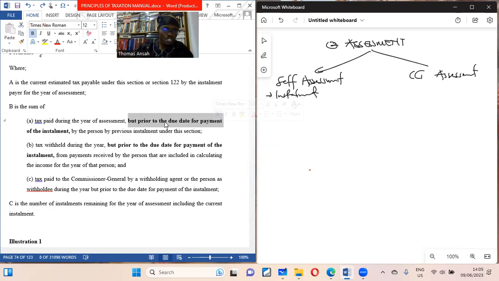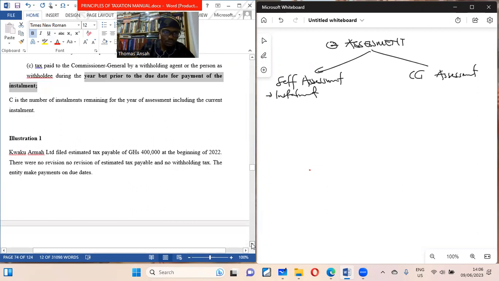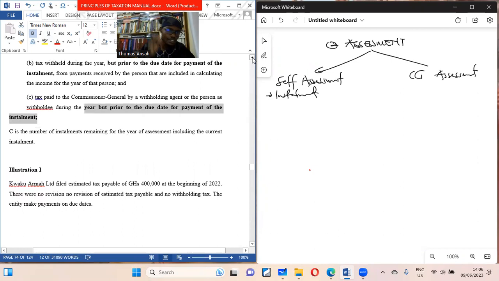B also includes tax withheld during the year, but prior to the due date, from payment received by that person. Then C is tax paid to the Commissioner General. This is the one that you yourself pay, but also prior to the due date for the installment payment. So that is also very crucial. Then what is C? C is the number of installments remaining. Installments are 4, so if you do one, you are left with 3.